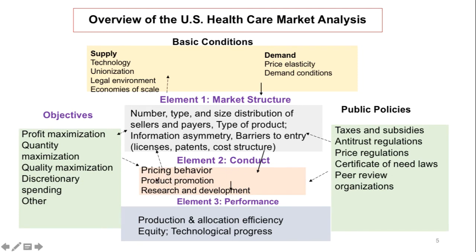And also we have to look at the pricing behaviors, and of course the objectives of the market, whether the industry is profit maximizing, quantity maximizing, or quality maximizing. That affects both market structure and conduct, and also public policy such as taxes, subsidies, and price regulations affect the market structure and conduct. And all these factors determine the performance of the industry in the market.